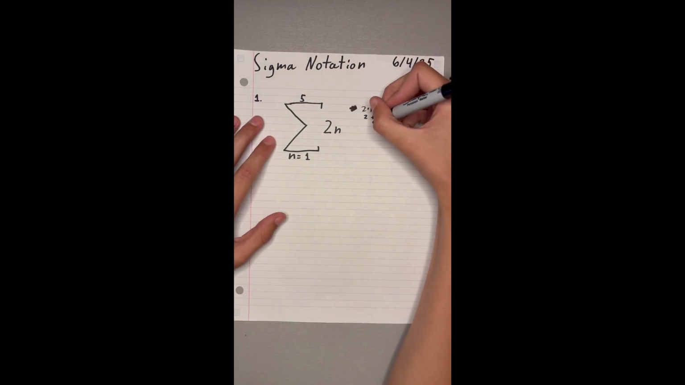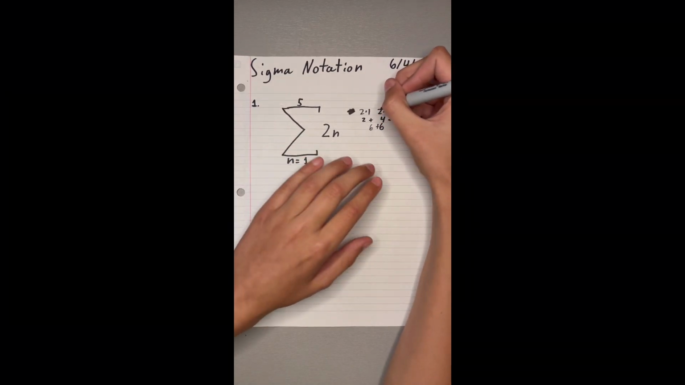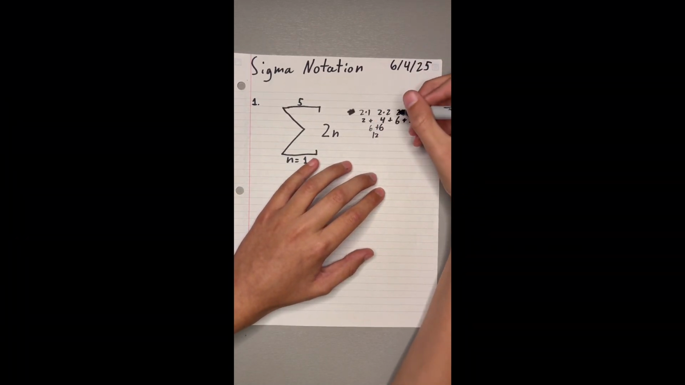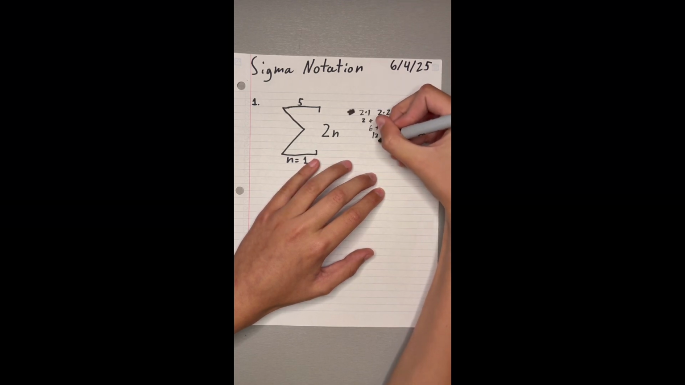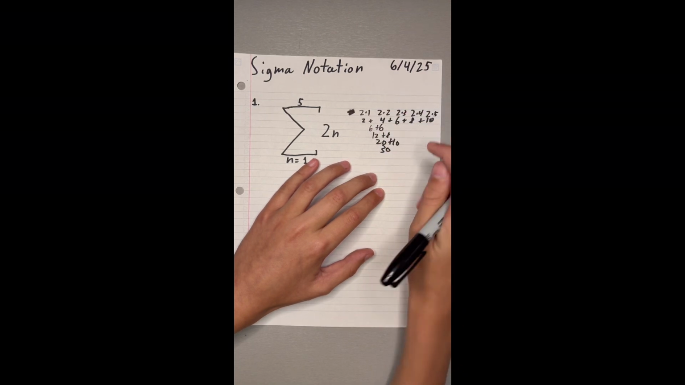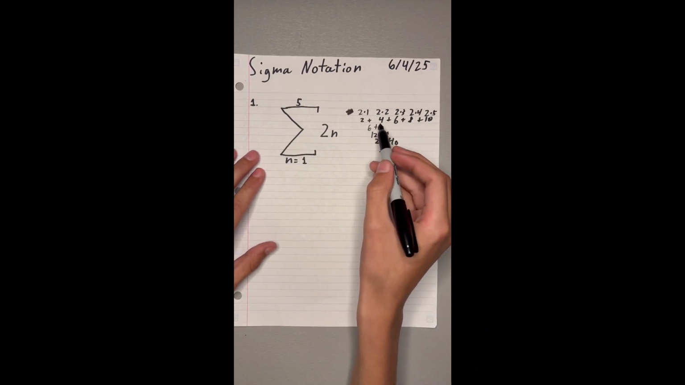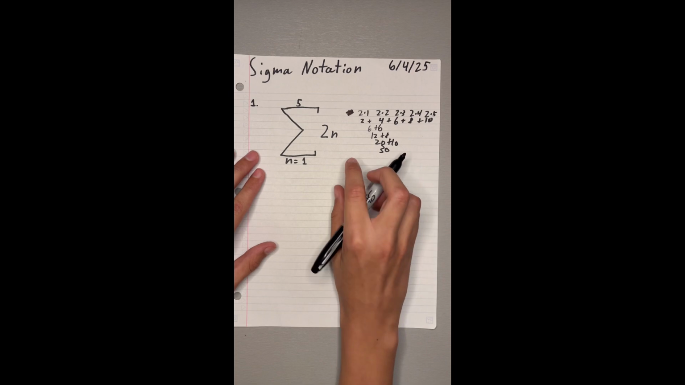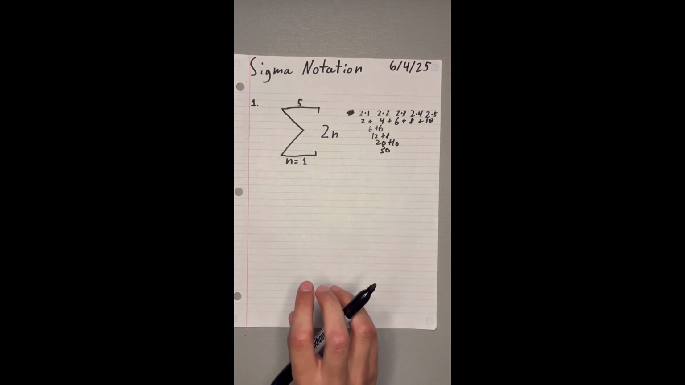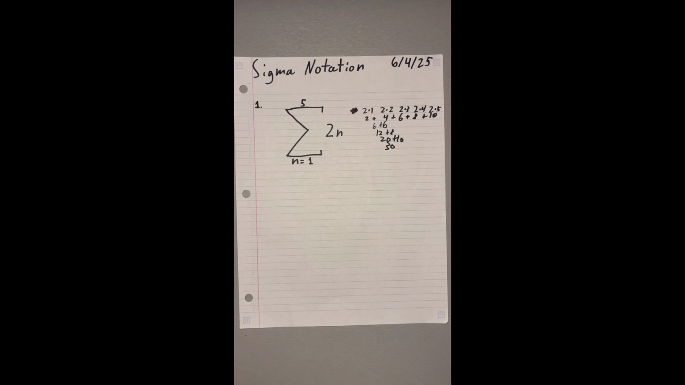2 plus 4 is 6. 6 plus 6, which is 12. And then 12 plus 8 is equal to 20. And then 20 plus 10 is 30. Sorry if my addition was kind of confusing. I just kind of made that up on the spot. But basically 2 plus 4 plus 6 plus 8 plus 10 is 30. So the answer to this expression in sigma notation is 30.